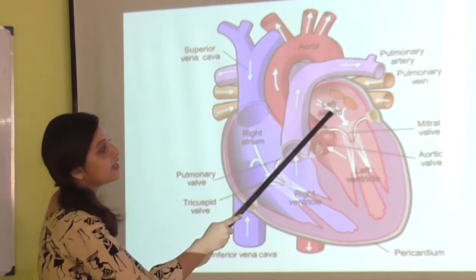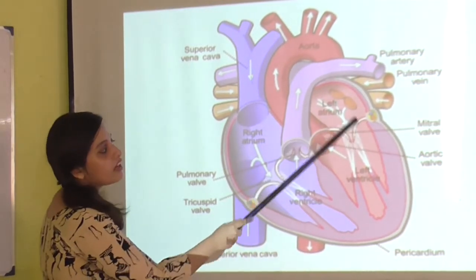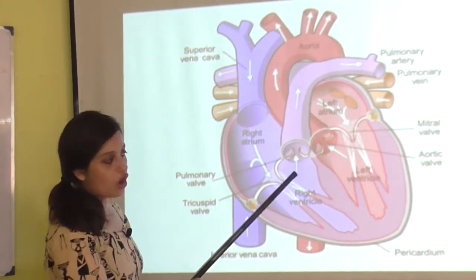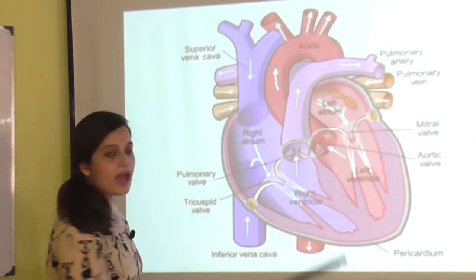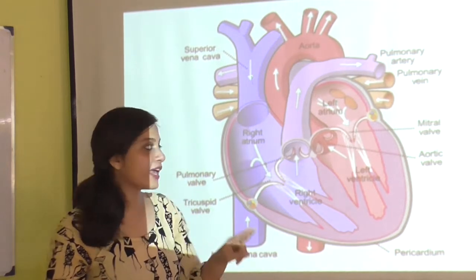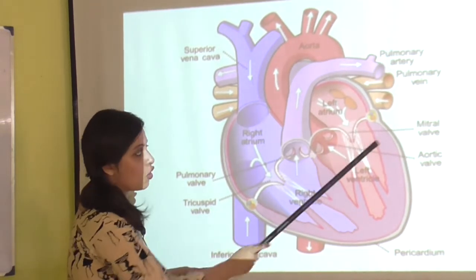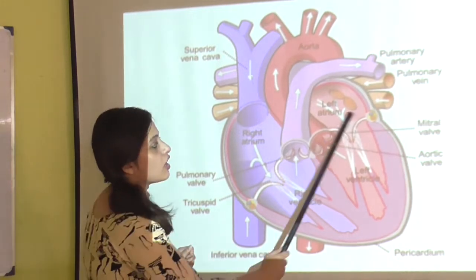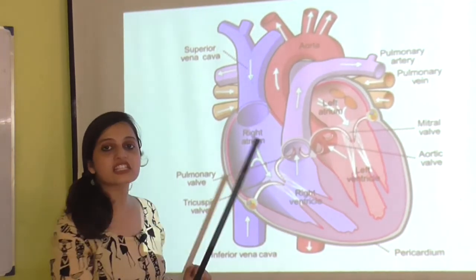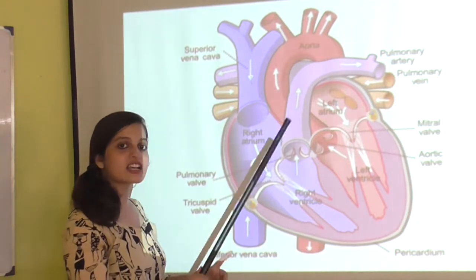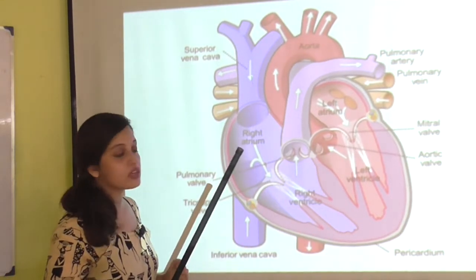After returning to the left atrium, it will again push this door or this valve. This valve is made of two flaps making this pathway, this door. That is why it is known as the bicuspid valve or mitral valve.